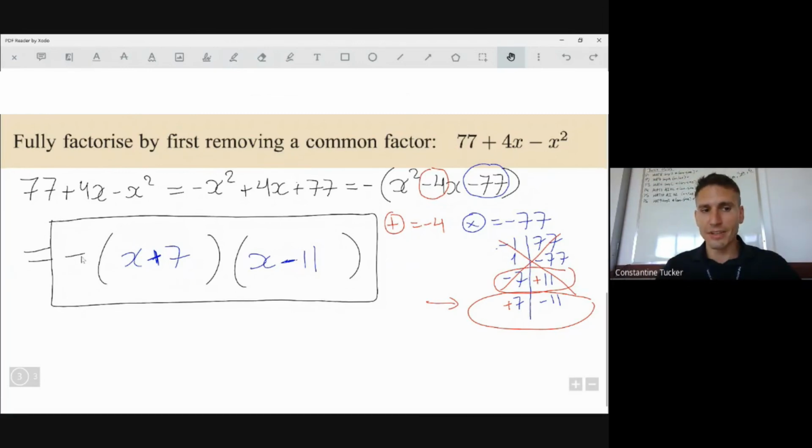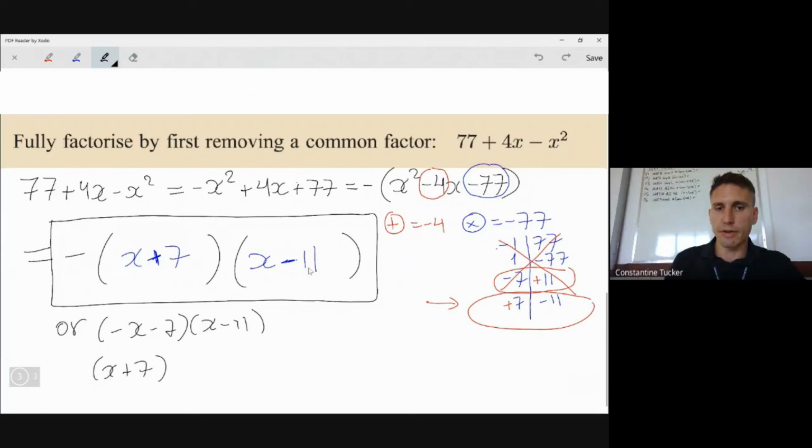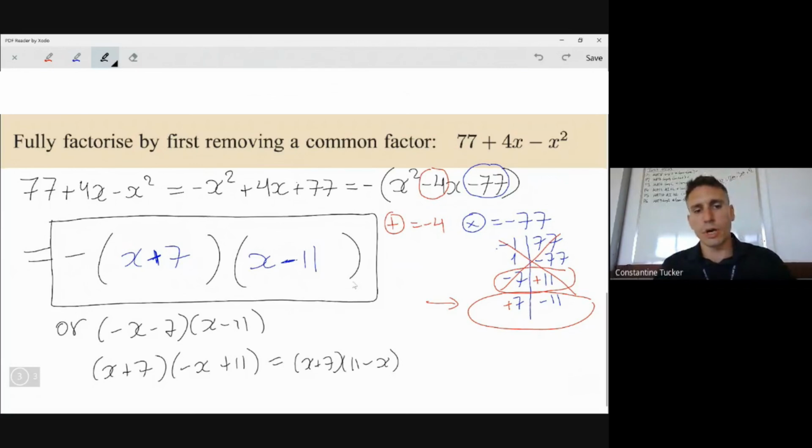So you can leave that minus there if you want. You could put the minus into one of the pairs of brackets if you like. So for example, you could say this is equal to -x -7 times x minus 11, or you could put the minus into the second pair of brackets and multiply the second terms, x and -11, by -1, and you would get -x plus 11, which would basically be rewritten as x plus 7 times 11 minus x. These are all possible answers. I would recommend just leaving it as the thing we've got there.